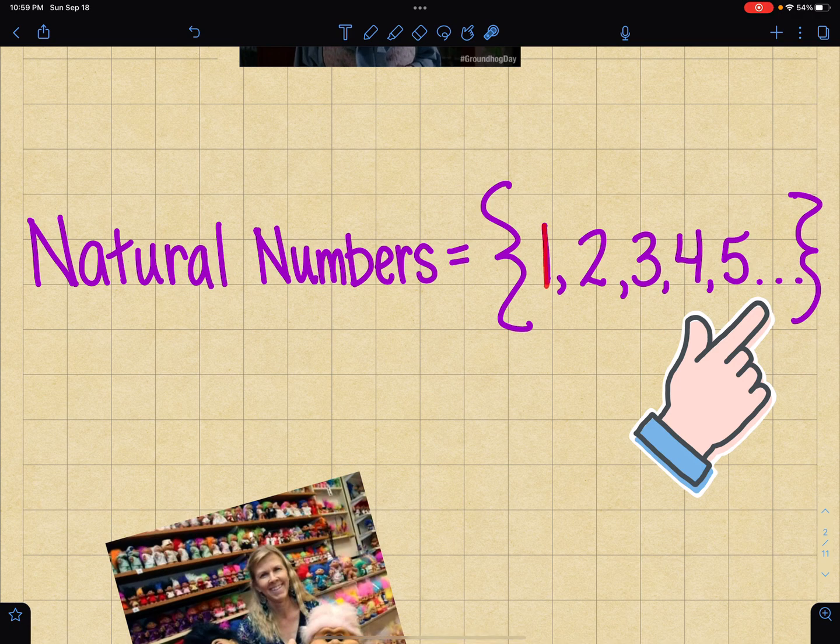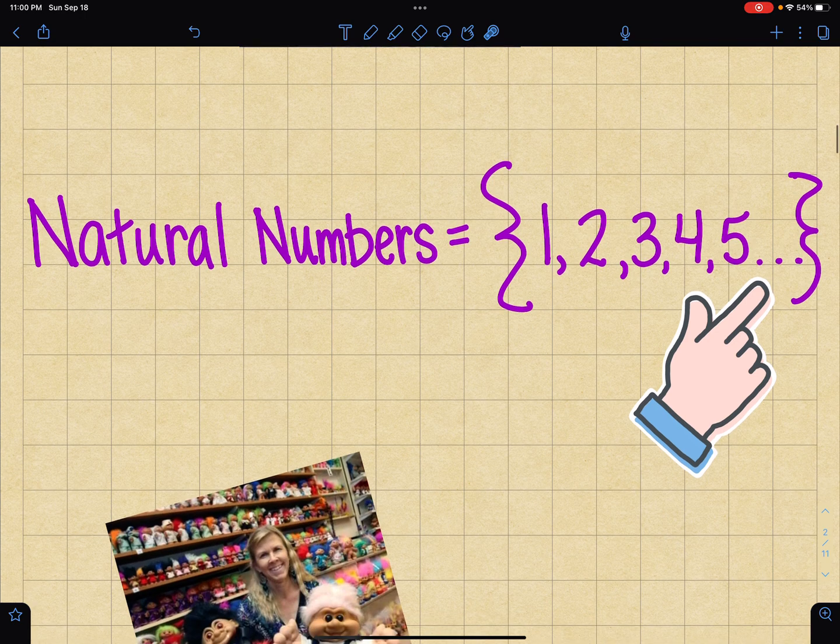So you start with 1, you go through 5, and then it includes, because of the ..., all of them, continuing on from there. That's what the 3 dots indicate. It goes without end. All right, now that is one set that somebody might collect.